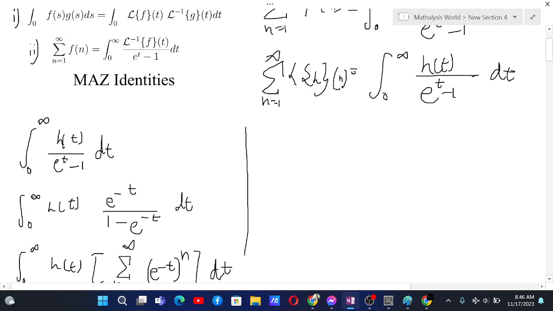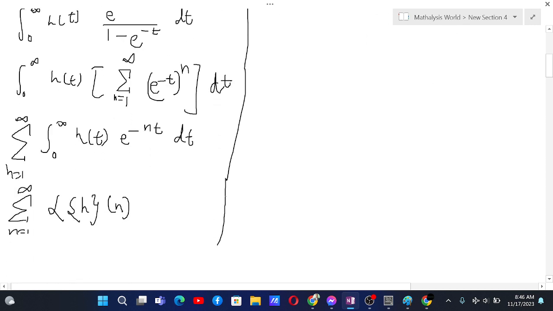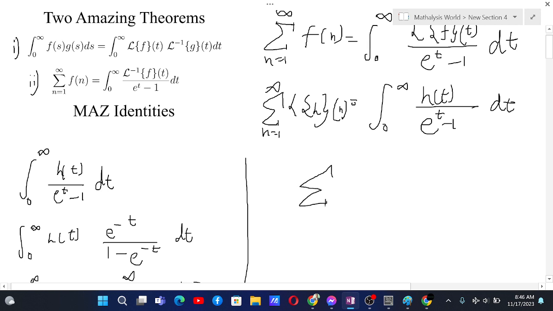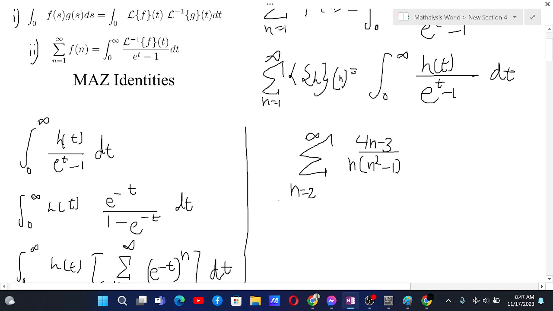Now, as an application of this identity, we have a really cool summation. So if you want to have the summation from n equals 2 to infinity of 4n minus 3 by n times n square minus 1. First of all, we will try to take this sum beginning from n equals 1. That's why we can begin it from n equals 1 to infinity, and then we can keep over here n plus 1 minus 3 by n plus 1, and then n square plus 2n plus 1 minus 1 cancels out.